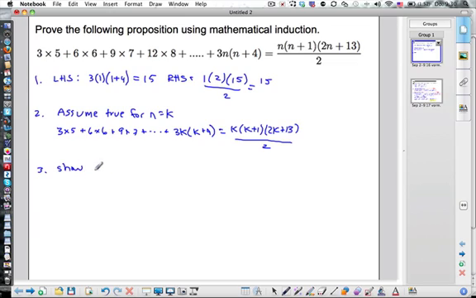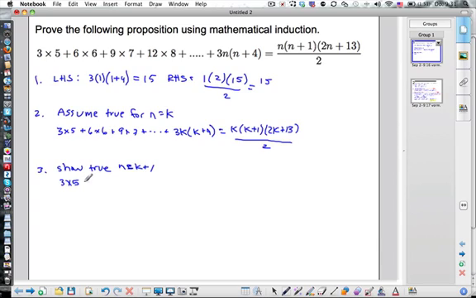Okay, and step number 3, as you should know by now, is to show that if it is true, then it's also true for the next case, the k plus 1. Show true for n equals k plus 1. N equals, not less than, okay, k plus 1.